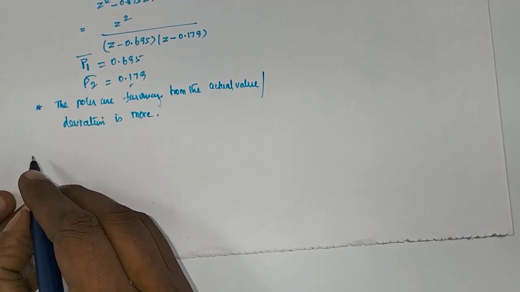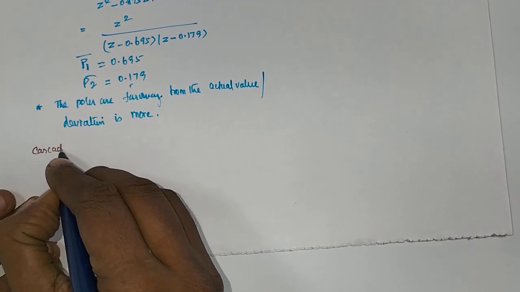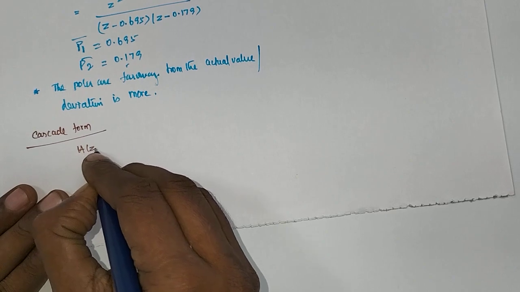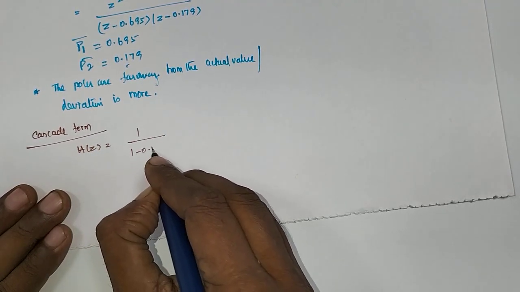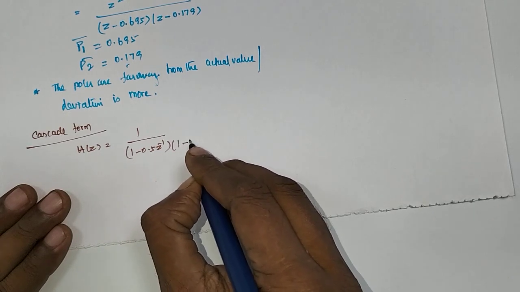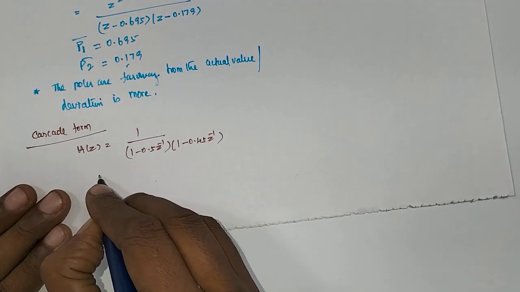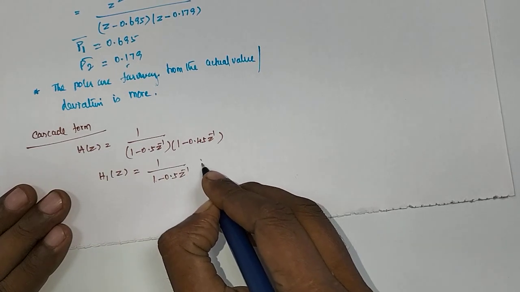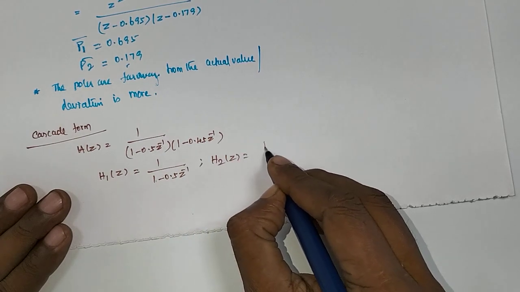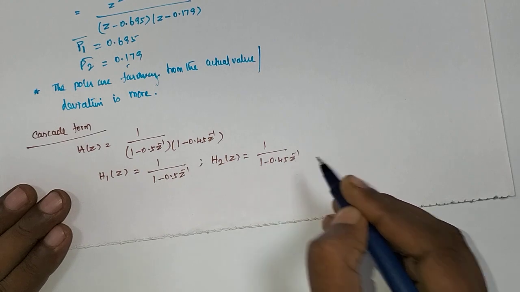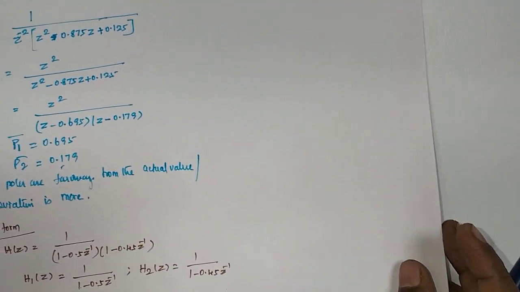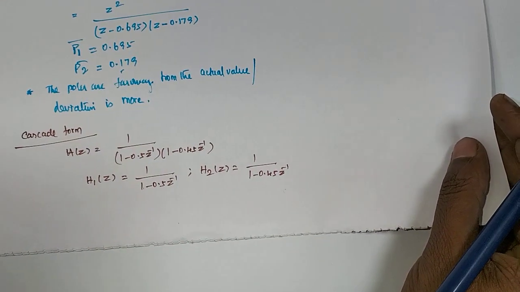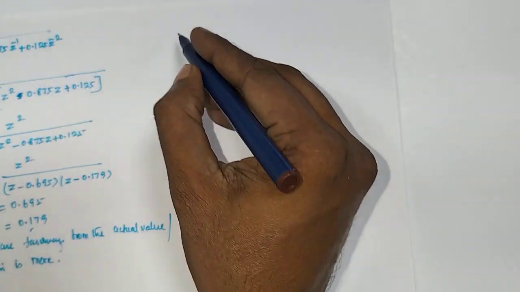Suppose the poles are realized in cascade form realization. So in cascade form realization, the given transfer function is H of z is equal to 1 divided by 1 minus 0.5 into z inverse and then 1 minus 0.45 into z inverse. That is, H1 of z is equal to 1 divided by 1 minus 0.5 into z inverse, and H2 of z is equal to 1 divided by 1 minus 0.45 into z inverse. So for this, I am going to find the new pole location for each transfer function H1 of z and the H2 of z.